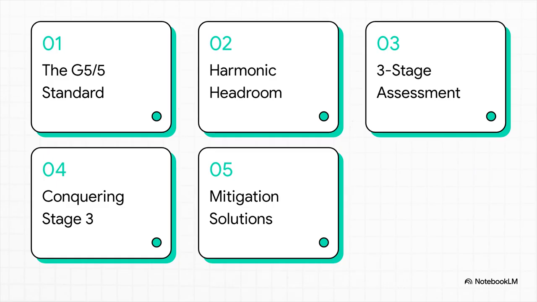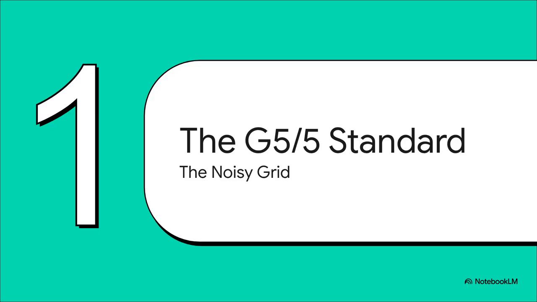So, let's take a quick look at our roadmap for today. We'll be hitting 1. The G5/5 harmonic standard. 2. Sharing the harmonic headroom. 3. The three-stage assessment. 4. Conquering stage 3. And finally, 5. Mitigation and compliance solutions.